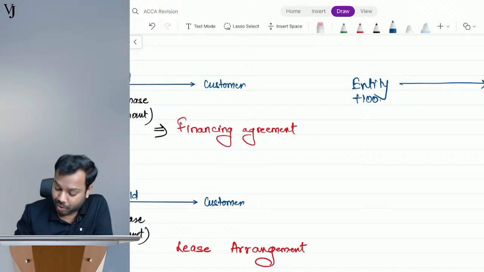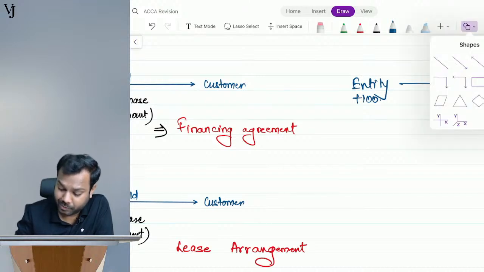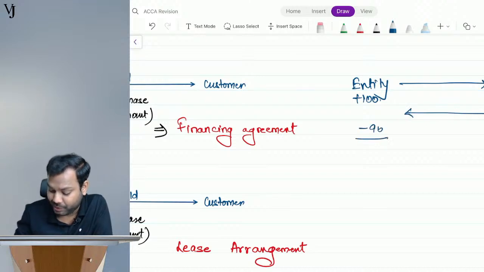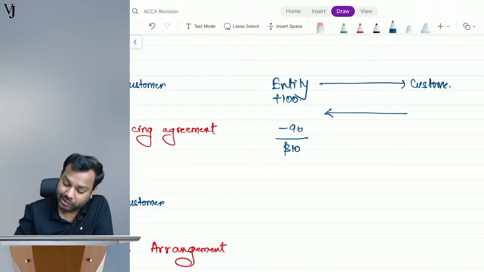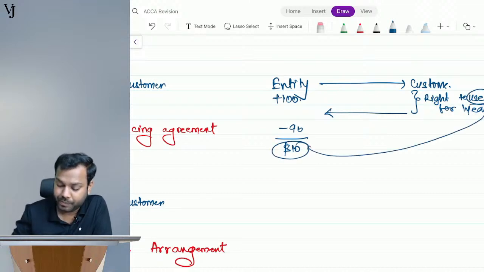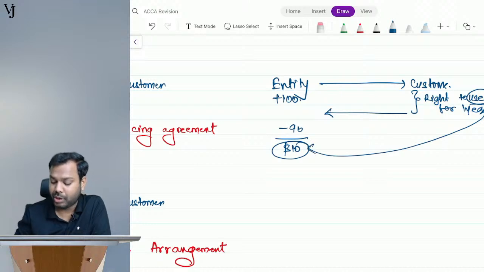Now, at the time of repurchase, the asset comes back and he pays 90. So what does it receive? $10. And what does the customer get? The right to use it for 1 year. And he is paying $10 for using it, for being given the right to use. So that's the reason why it is a leasing arrangement. I believe it is clear to you.